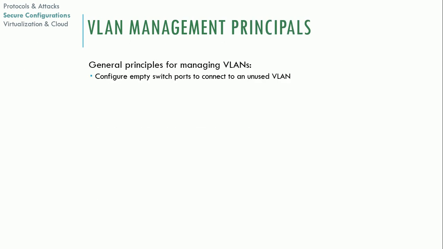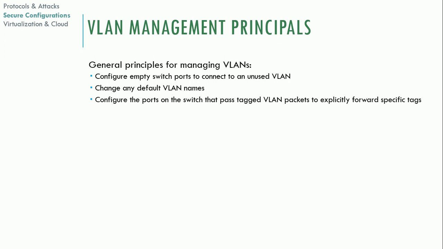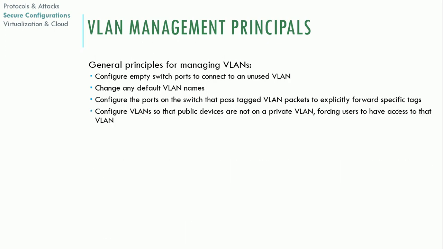So the general principle is you can configure empty switch ports to connect to an unused VLAN, so somebody can't jack in and just start accessing the network. You can change any default VLAN names. You can configure the ports on the switch to pass tagged VLAN packets to explicitly forward specific tags. You can configure VLANs so that public devices are not on a private VLAN, forcing users to have to access that VLAN, and so forth.